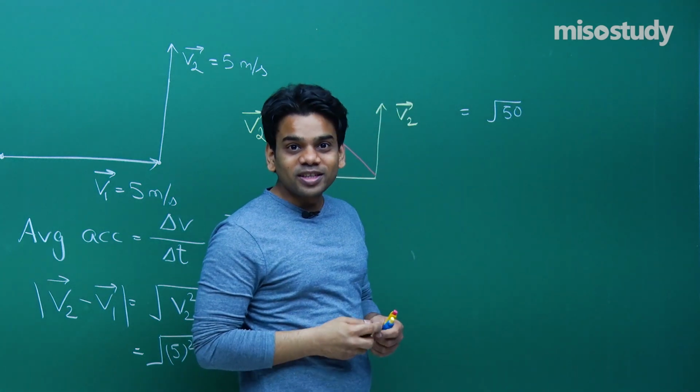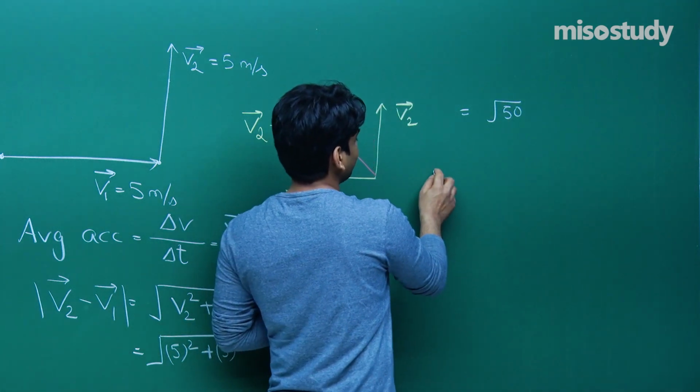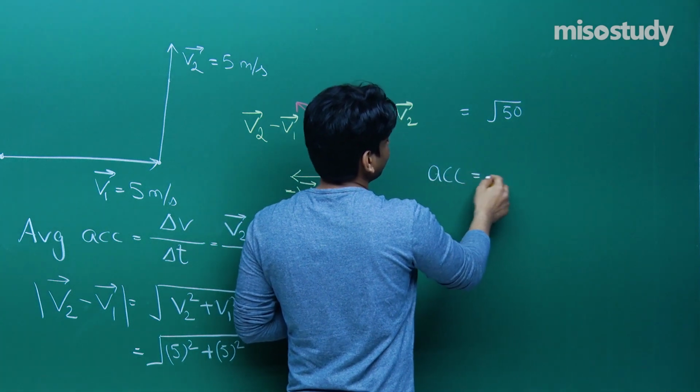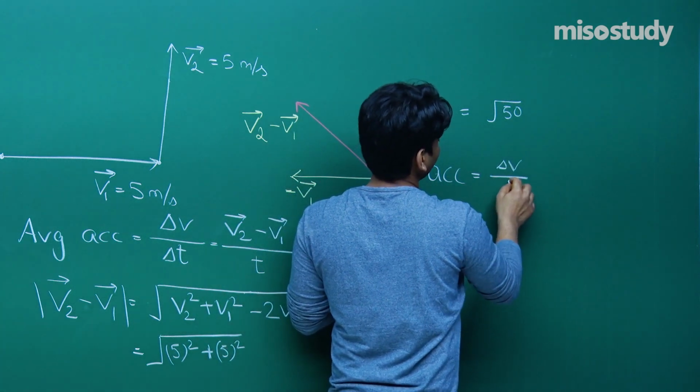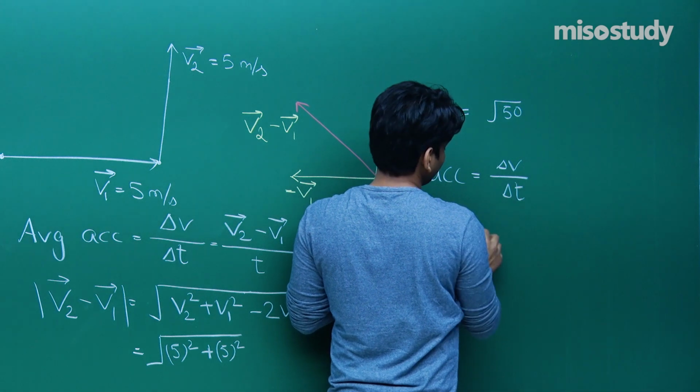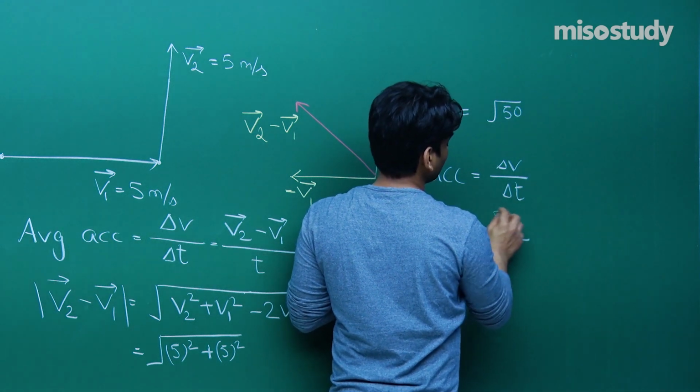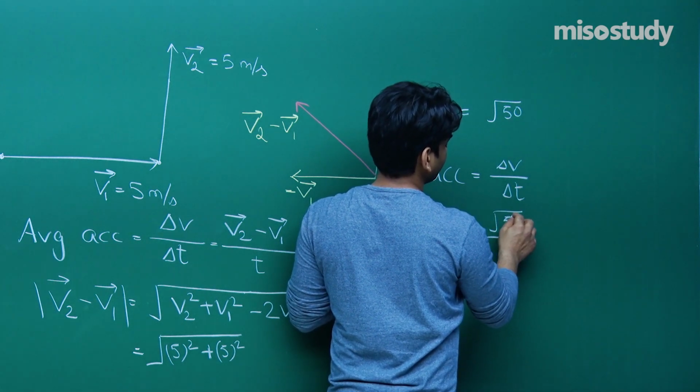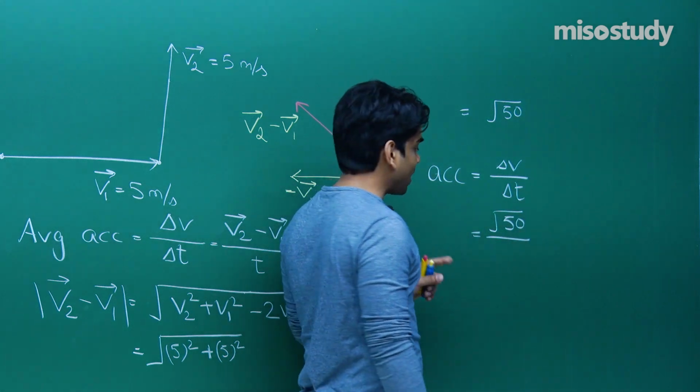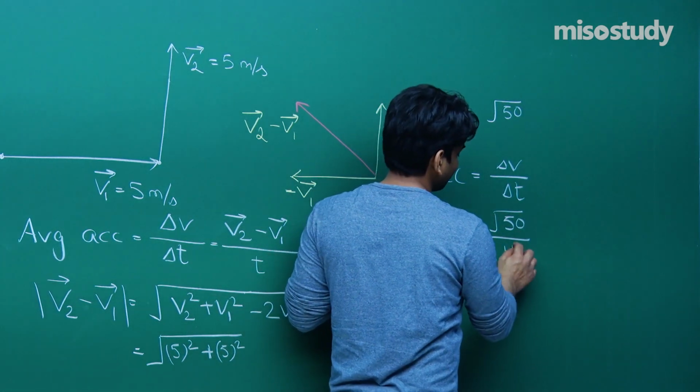Let's go ahead with the acceleration portion, the average acceleration that we were intending to evaluate, that is delta v by delta t that we have written. So this will come out to be under root 50. This is the change in velocity, magnitude I am talking about. Time taken is 10 seconds.